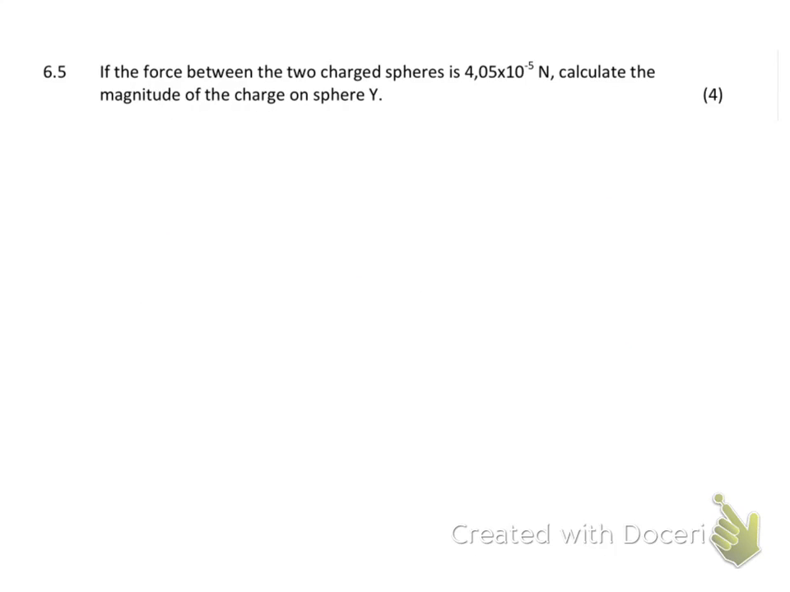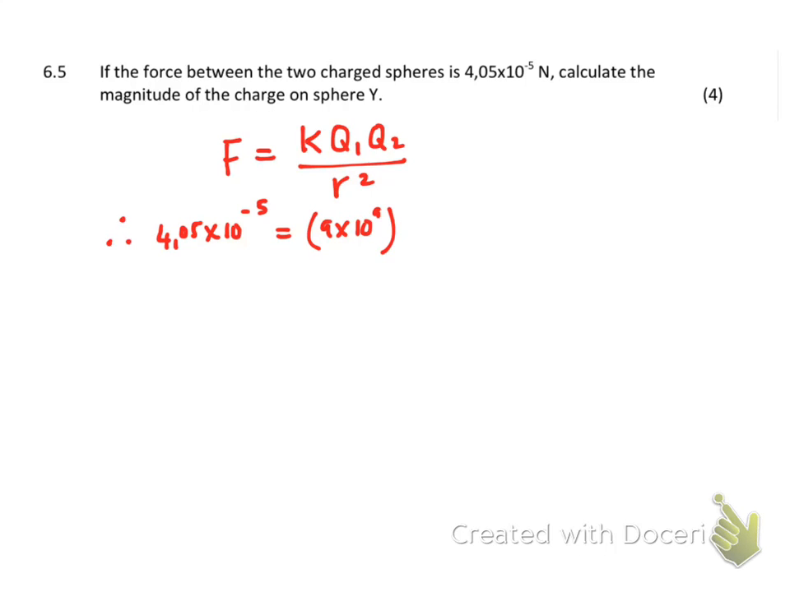Okay, 6.5. If the force between the charged spheres is 4.05 times 10 to the minus 5 newtons, calculate the magnitude of the charge on sphere Y. Alright, so let's start with the statement of Coulomb's law. F equals k Q1 Q2 over r squared. That's from your data book. Make sure you put it down correctly. F is given as 4.05 times 10 to the minus 5. k is a constant, 9 times 10 to the 9. Q1 is 7.5 times 10 to the minus 9. Now remember, we're not interested here whether it's positive or negative charge. We're simply interested in magnitude.